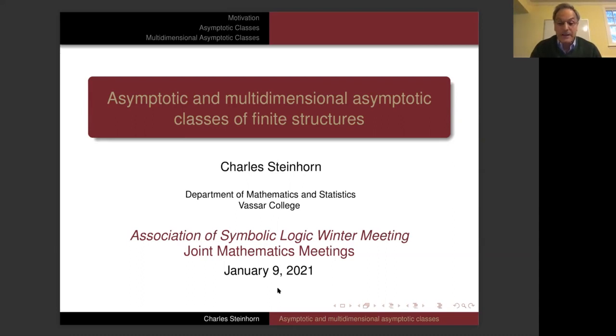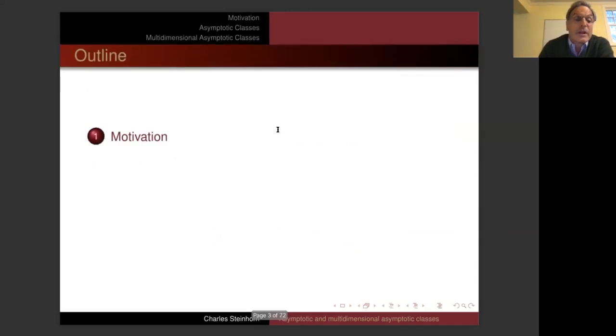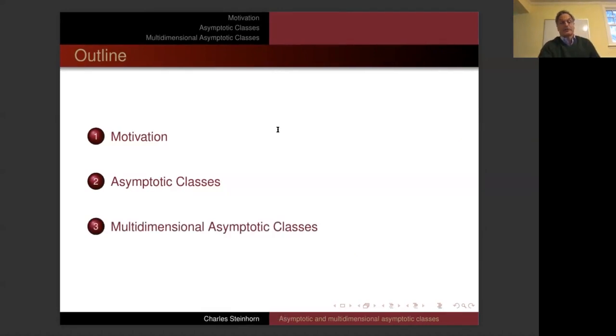So I'll start by, whoops, the screen is not advancing. There we go. So a lot of this long-term project is joint with Dougal McPherson. And then when I say et al, there are people who have worked with Dougal and me, and there are people who have worked independently, and I'll make all of that clear as we move along. So the outline of the talk is I'll start with some motivation. Then I'll discuss asymptotic classes, and then I will discuss multidimensional asymptotic classes.